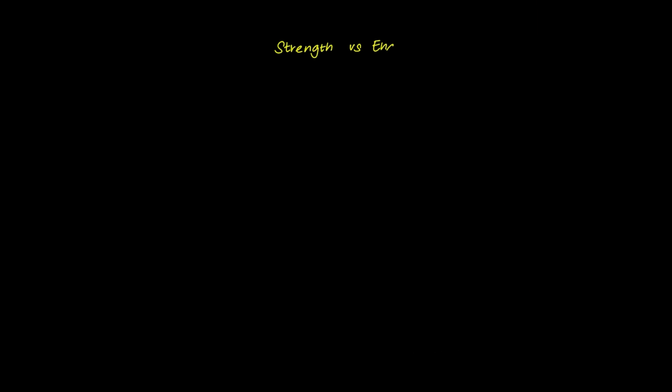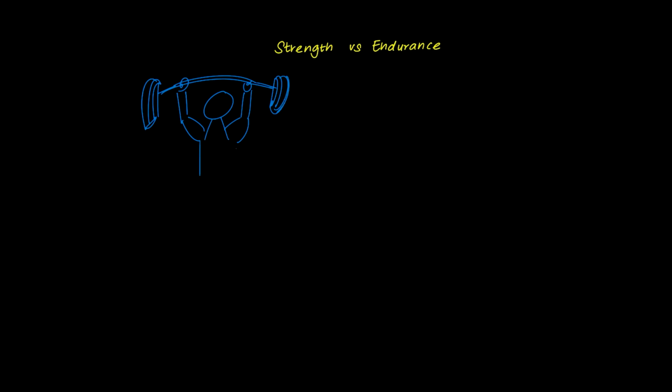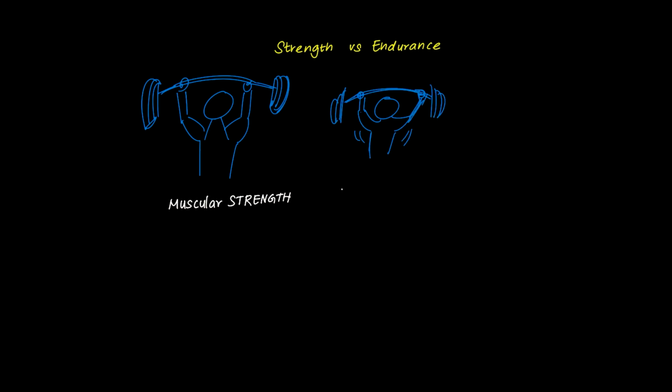A fitness instructor contrasts two components. One measures maximum force in a single effort. The other measures repeated muscle work over time without fatigue, which focuses on repeated work over extended periods. Muscular endurance. Think of muscular strength as lifting the heaviest weight you can one time, your 1-rep max. Muscular endurance is how many times you can lift a lighter weight before your muscles give out.